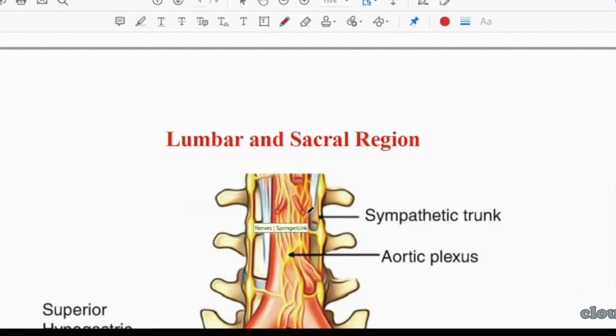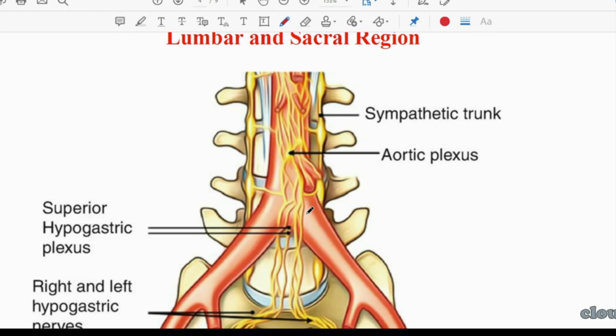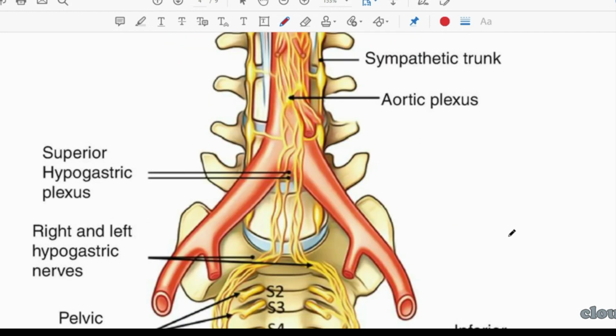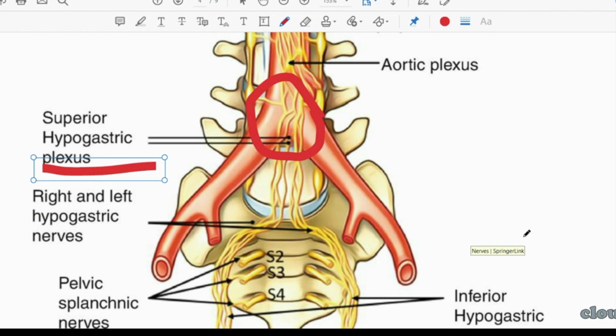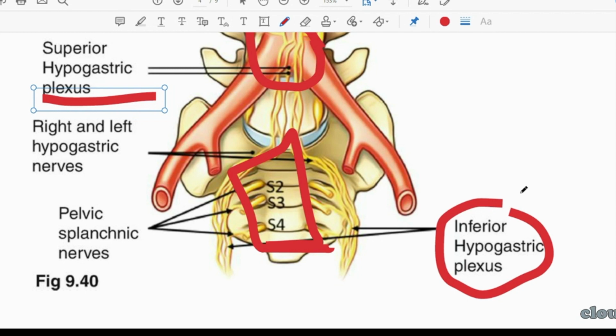Just briefly talking about the lumbar and the sacral region, you can find the superior hypogastric plexus, and that is near the bifurcation of the abdominal aorta. Also, it is located anterior to the L5 vertebral body. You can also find the inferior hypogastric plexus, which lies on either side of the rectum at S2, S3, and S4 levels that also give off the pelvic splanchnic nerves.